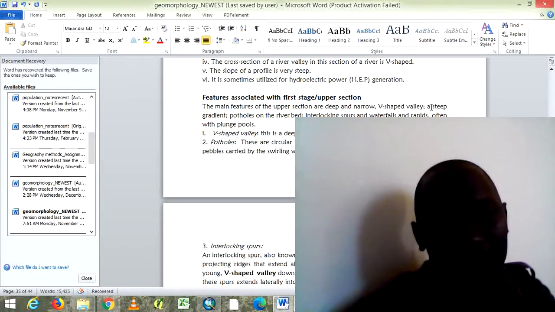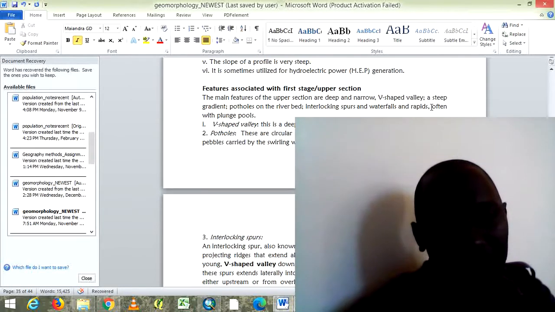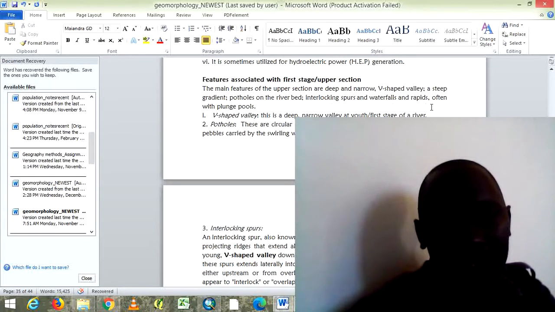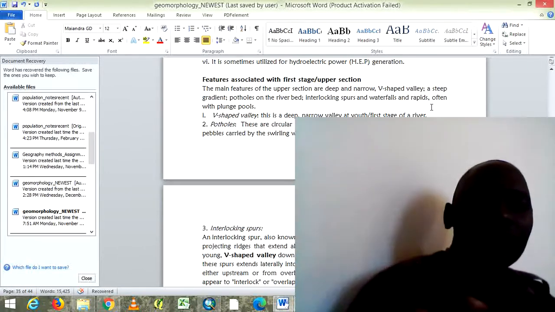Number 3, we have interlocking spurs. Interlocking spurs, usually also known as overlapping spurs, are one of the many projecting ridges that extend alternately from the opposite sides of the wall of a young V-shaped valley. I know very well when you're illustrating the interlocking spur, we have this kind of nature.